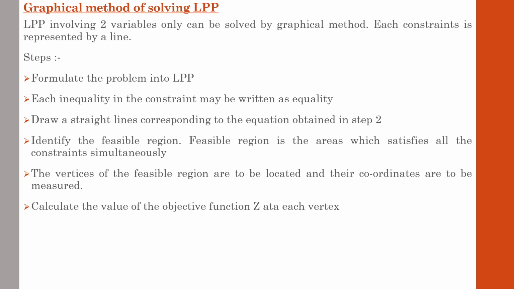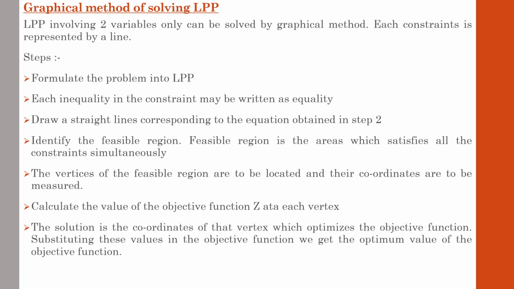Calculate the value of the objective function z at each vertex. We will come to that part. Right now, if I explain that, you will not get an idea. We will deal with this step after finding the feasible region. Finally, the solution is the coordinates of that vertex which optimizes the objective function.